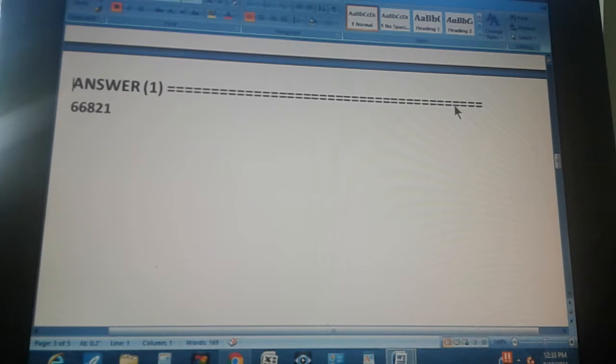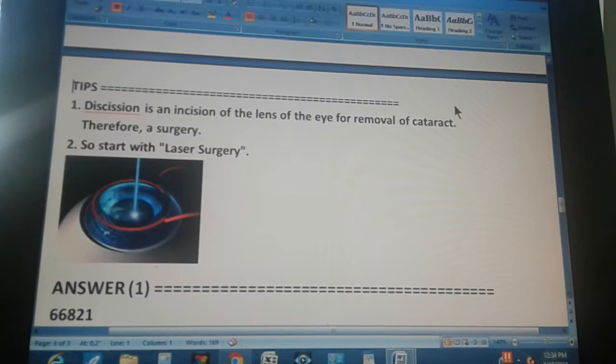Okay, the answer is 66821. Okay, 66821. You got that? If you got it, congratulations. If you didn't get it, let's give you a tip. Tip number 1: discission is an incision of the lens of the eye for removal of a cataract. Therefore, it's a surgery. We just explained to you what it is, so you will know how to go. So tip number 2 is?